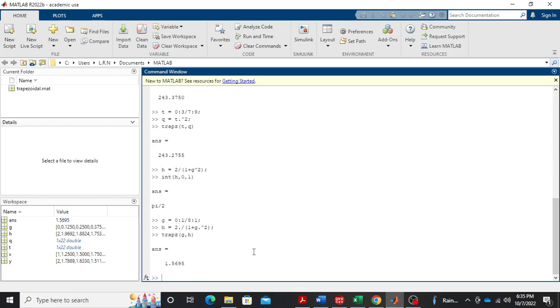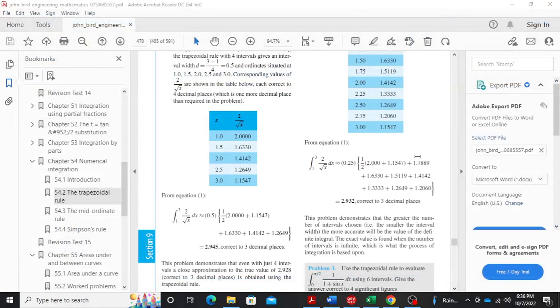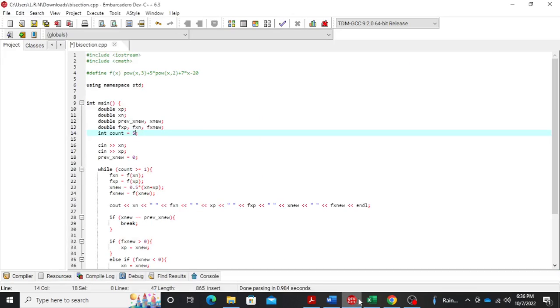Okay, so as you can see, it's almost the same as the decimal form of the answer obtained from the conventional integration method. So the conclusion is that the more intervals you use for the trapezoidal method, the more accurate results you can get, and the closer the answer is compared to the answers obtained from conventional integration. So that's it for the trapezoidal method. And now we will proceed to the bisection method.